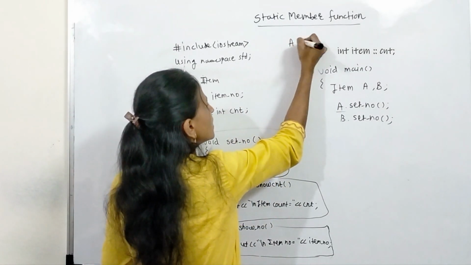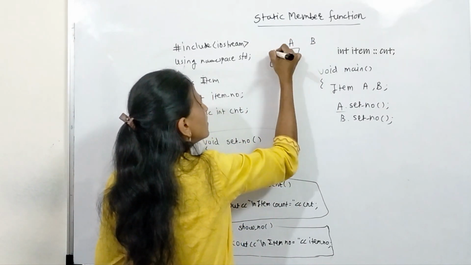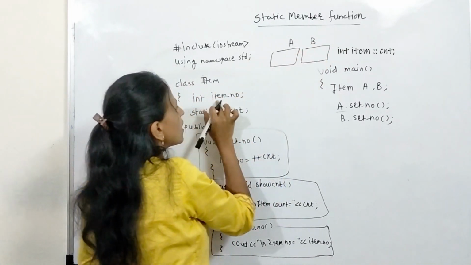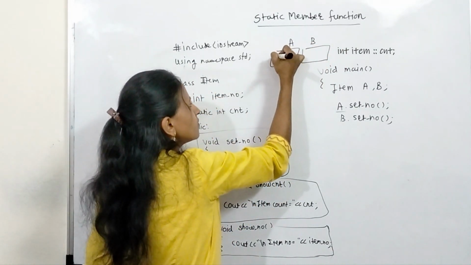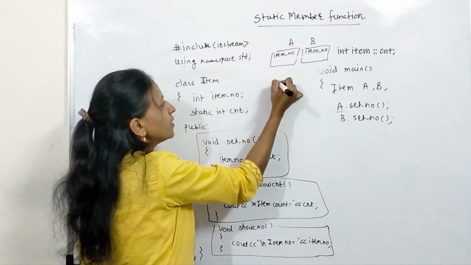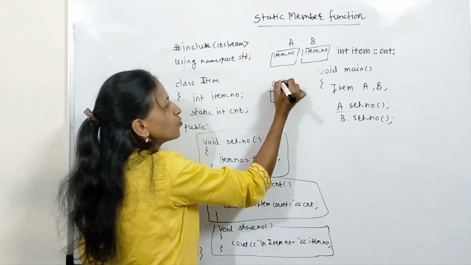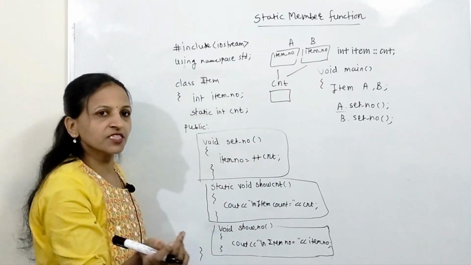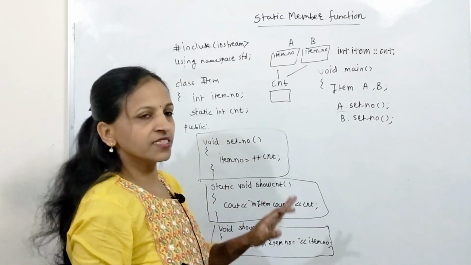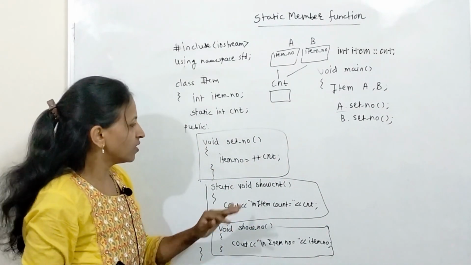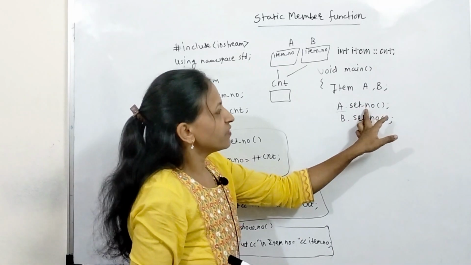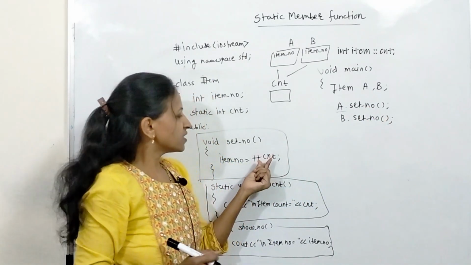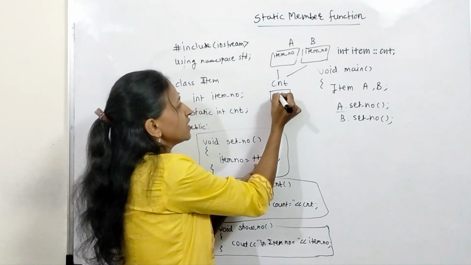Internally inside memory there is a and b having the item number data member, and CNT will be common to both. Means any number of objects you can create, all objects will share this CNT because this is a static data member. Now whenever we call a dot set number, CNT will be incremented. Initially CNT will be 0.